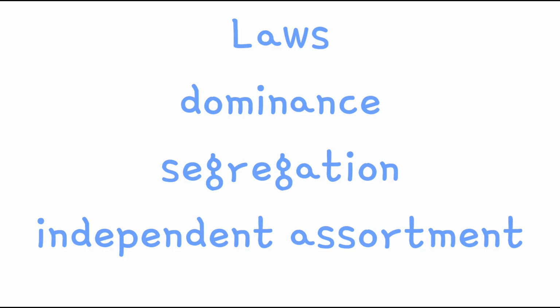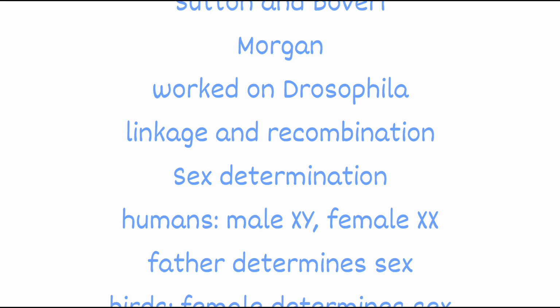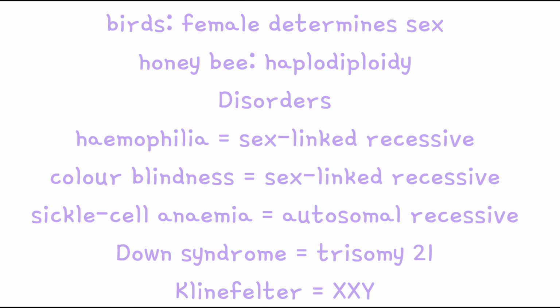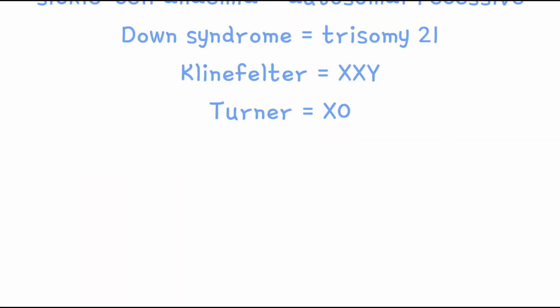Then there's the chromosomal theory that was given by Sutton and Boveri, and Morgan worked on Drosophila, linkage and recombination. After that, important topics like sex determination in humans: male XY and female XX. The father determines the sex. In birds, the female determines the sex, and honeybees show haplodiploidy. Under disorders, Haemophilia is sex-linked recessive, color blindness is sex-linked recessive, sickle cell anemia is autosomal recessive, Down syndrome is trisomy 21, Klinefelter is XXY, and Turner is XO.